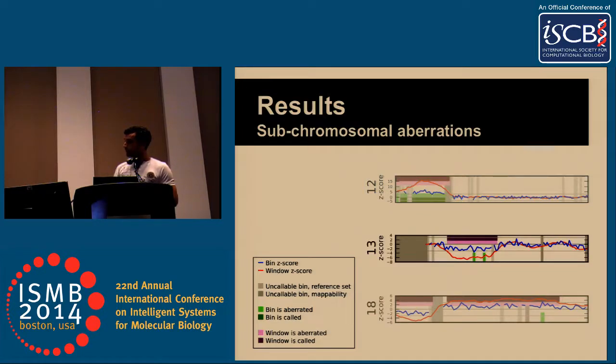Another interesting find is a deletion on chromosome 13, somewhere in the middle, and considering we previously had a hard time calling trisomy 13, it's quite impressive we have been able to find a deletion in the subpart of chromosome 13.